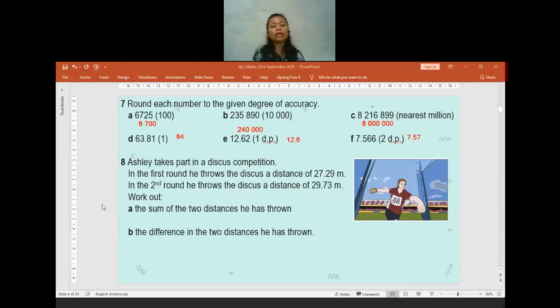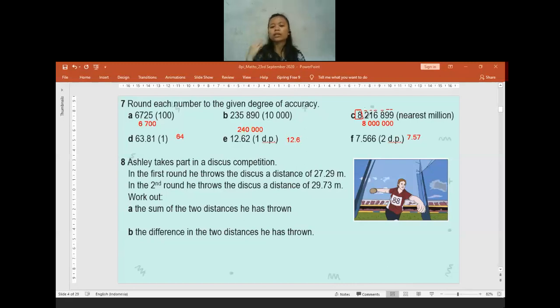Now we have to round off the number to the nearest million. Before you round off, you have to know the place value first. This is 1, this is 10, 100. After 100, it will be 1000. After 1000, it will be 10,000. It will be 100,000.